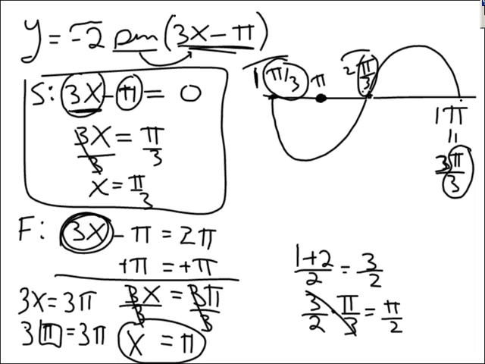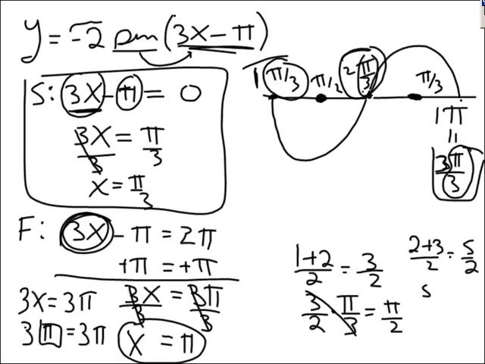Okay, pi over 2. What goes here? Well, it's the average of 2 pi over 3 and 3 pi over 3. We know it's pi over 3. What's in between 2 and 3? What's in between 2 and 3 is 5 halves. So what do you get? You get 5 halves, pi over 3. 5 times pi over 6. You get 5 pi over 6. Okay?